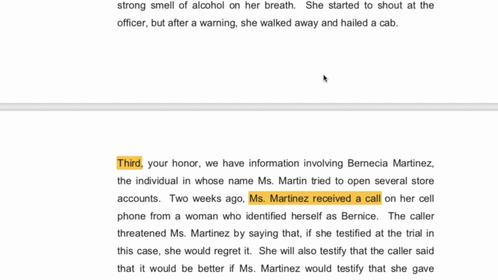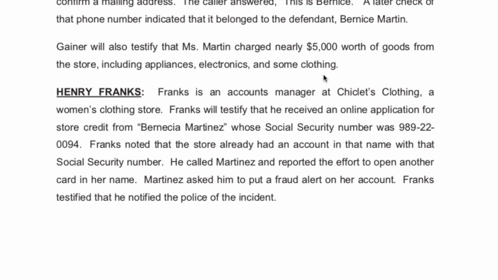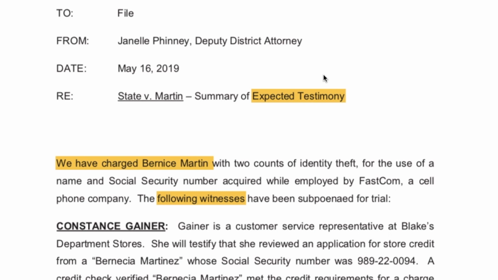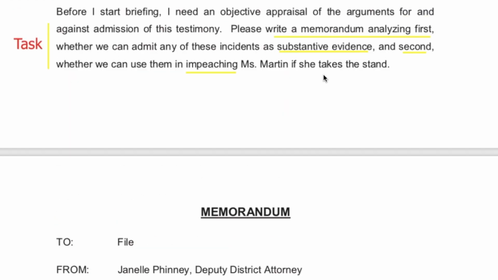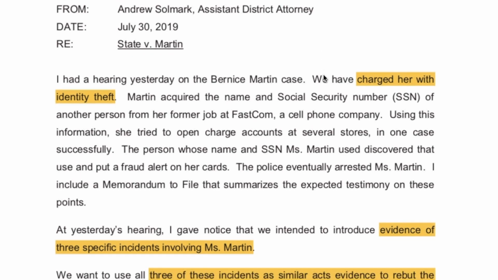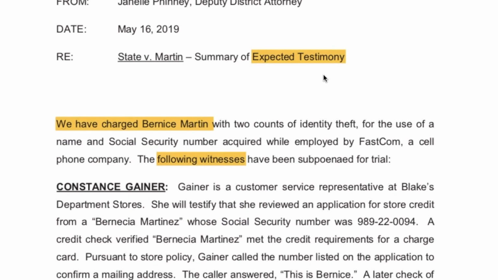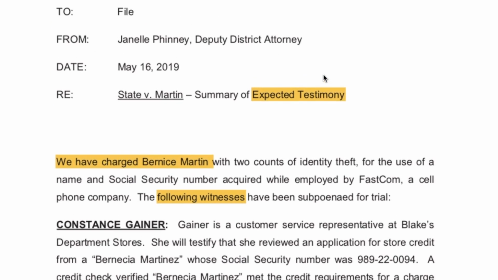So what I did was this. I started thinking, what was that all about in this document here, expected testimony? Then I go back to the memorandum, and it says again that a person is being charged with identity theft, and they also want three specific incidents. So then I go back here, and just to confirm, it's expected testimony for the pending trial, not prior acts.